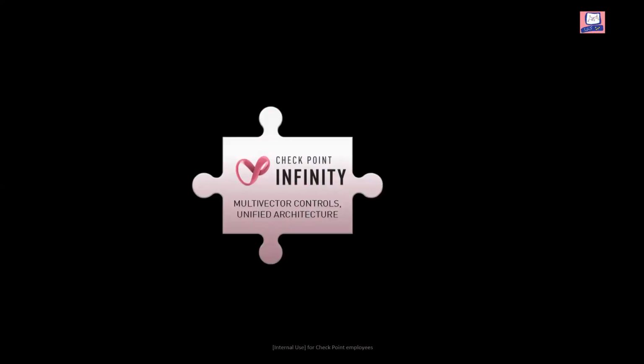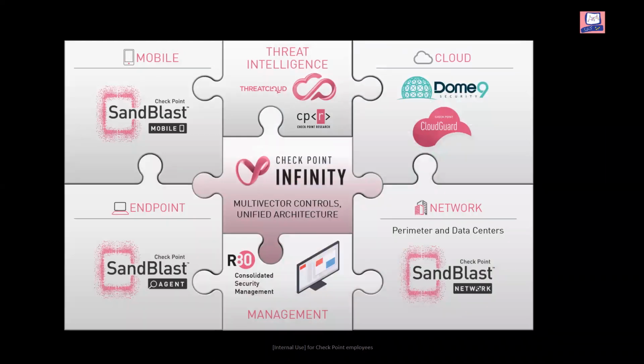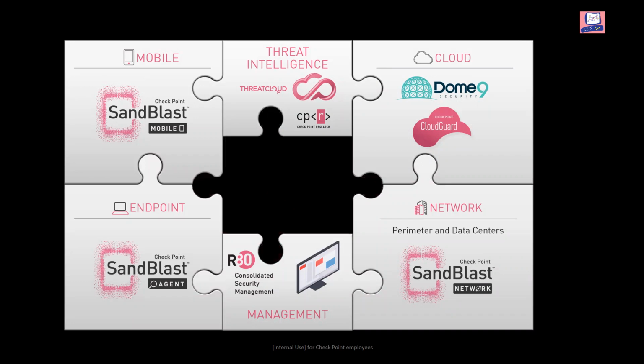And Checkpoint has built an architecture, what we call Checkpoint Infinity, where we can control multi-vector attacks, whether it be on the firewall, on your mobile, in the cloud, or your network. And the one piece missing is you. You put everything together. And so here we have on the top left-hand corner, security for your mobile, security for your cloud, your network, and endpoint, and everything is put together in one management console.